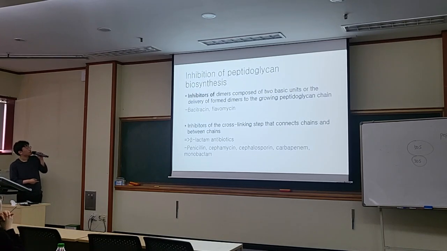And next is inhibitors of dimers comprised of two basic units, or delivery of formed dimers to the growing peptidoglycan chain. And the examples are bacitracin, flavomycin. And last, the third inhibitor is cross-linking step that connects chains between chains, and this is we call beta-lactam antibiotics. And the examples are penicillin, cefamycin, and etc.